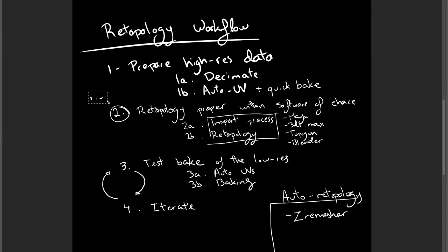And therefore, we won't talk more about using ZRemesher as part of our pipeline, as part of our retopology workflow. So yeah, that's the workflow. As you can see, it's not that complicated. We simply have 4 major steps there.